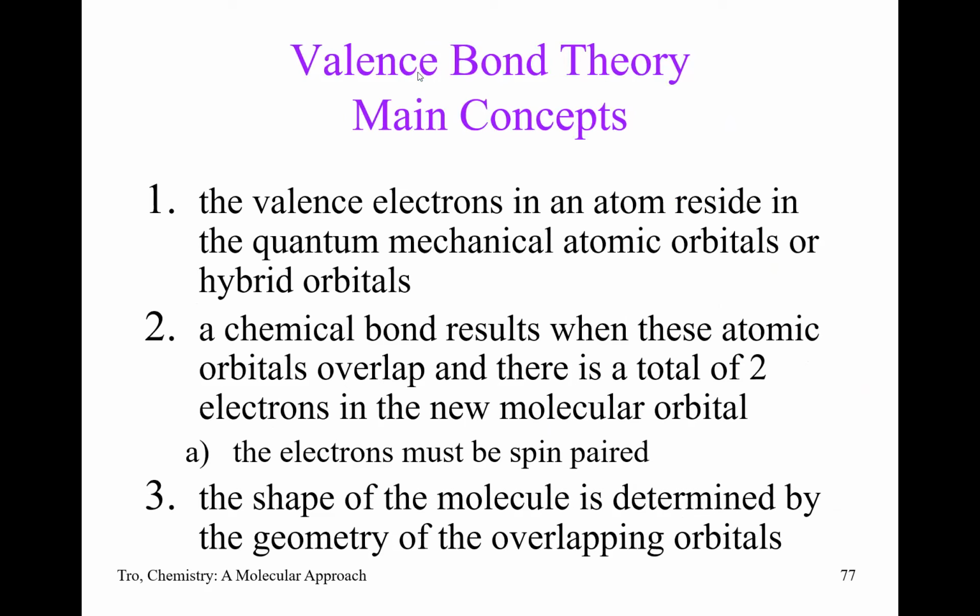All right, so what this VB or valence bond theory says is that the electrons reside in these orbitals that are going to be hybridized, and they take on the quantum mechanics stuff that we talked about. And there's this overlap. The same 2 electrons are there, and they overlap these 2 orbitals, and we get a new molecular orbital. Side little note here, the electrons must be spin paired. That just means an up and a down. And then the shape of the molecule is determined by the geometry of the overlapping orbitals. That'll make more sense as we get further into it.